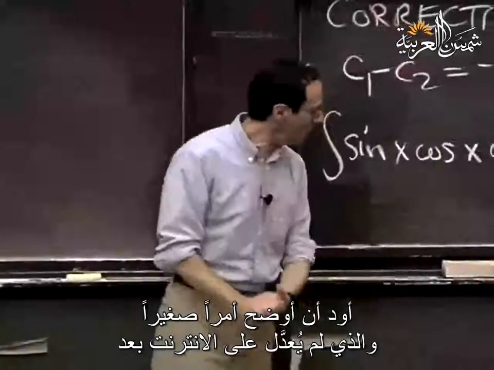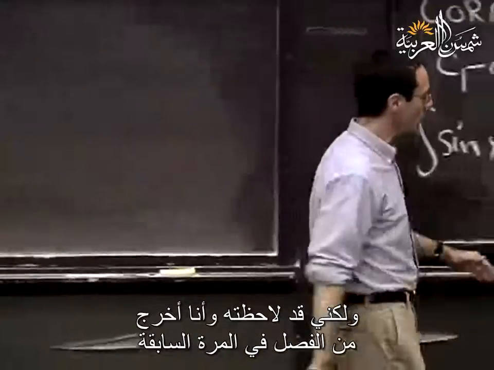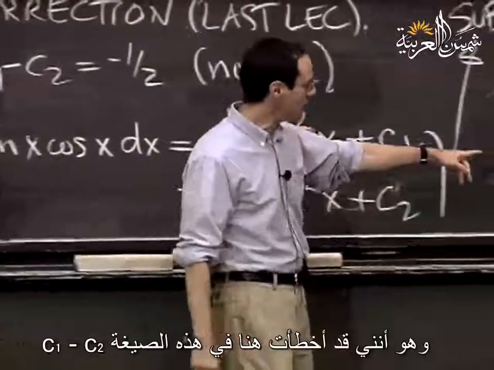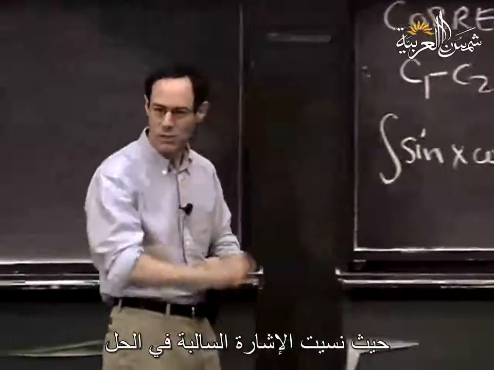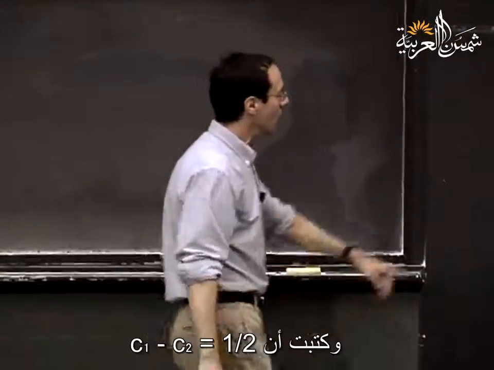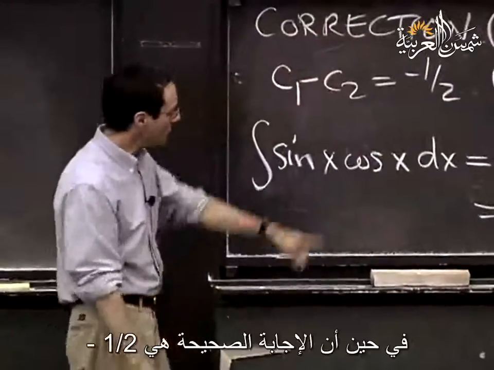And this last little bit is something which is not yet on the web. But anyway, when I was walking out of the room last time, I noticed that I'd written down the wrong formula for C1 minus C2. There's a misprint. There's a minus sign that's wrong. I claimed last time that C1 minus C2 was plus a half, but actually it's minus a half.